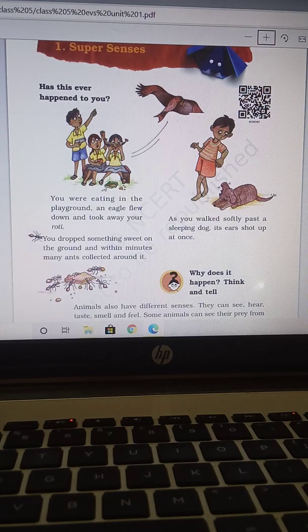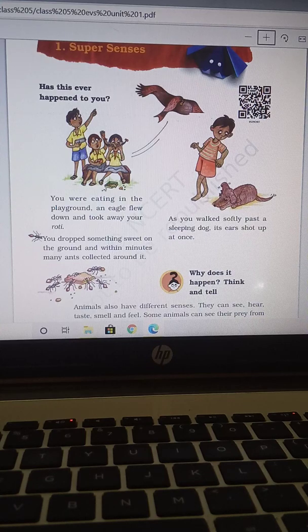EVS full form is environmental study, as you know. So why do we study EVS? To understand the environment that is around us. And now, what is environment? Environment is anything that surrounds us, like the trees, birds, air. They are all our environment.